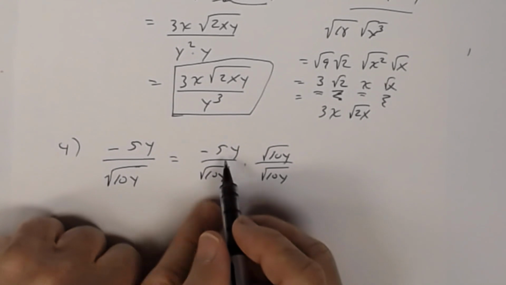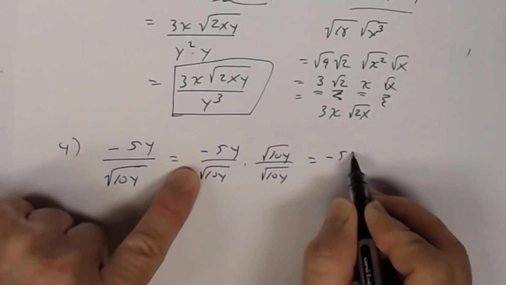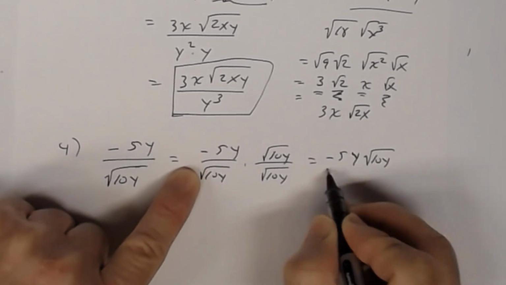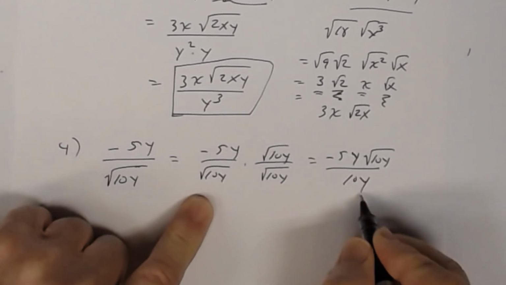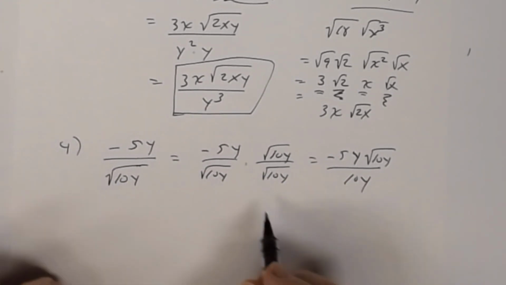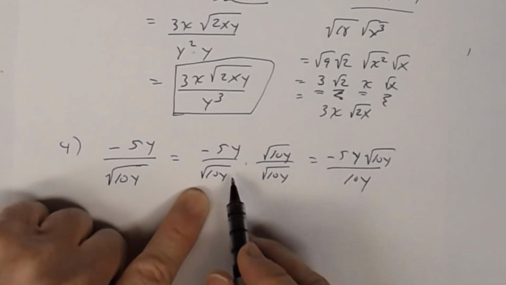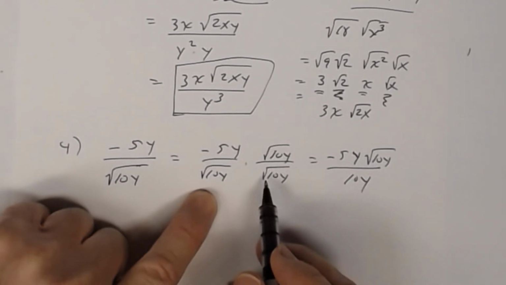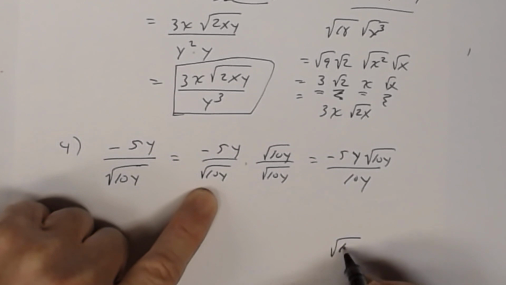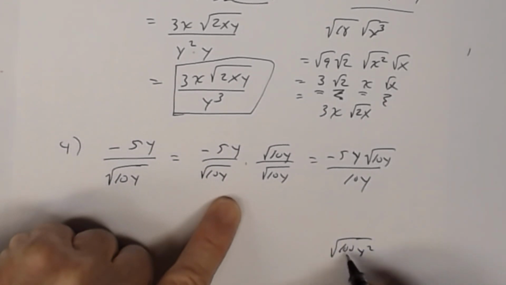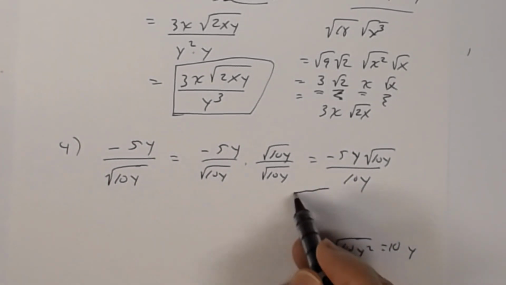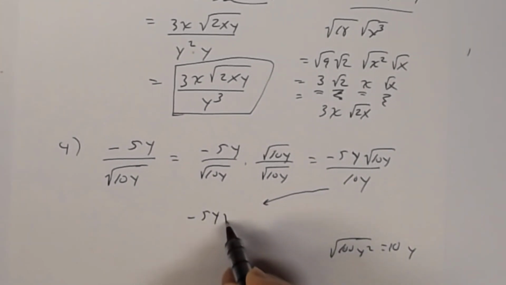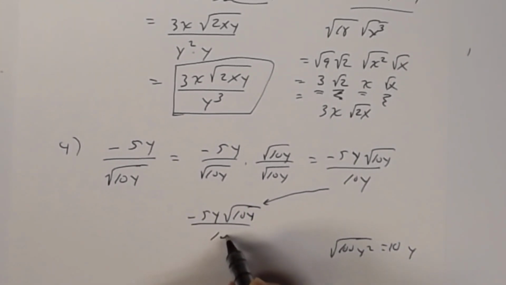And so now I have negative 5y times the square root of 10y, so that's the numerator. And then we know that the square root of 10y times the square root of 10y is just 10y, right? Because when you multiply radicals with the same index, you multiply the radicands. 10 times 10 is 100, right? And then y times y is y squared, and we know that the square root of 100 is 10, and the square root of y squared is y, right? And then you simplify. So I'm going to go ahead and rewrite this over. So there's only one path to take there, and let's go ahead and simplify now.